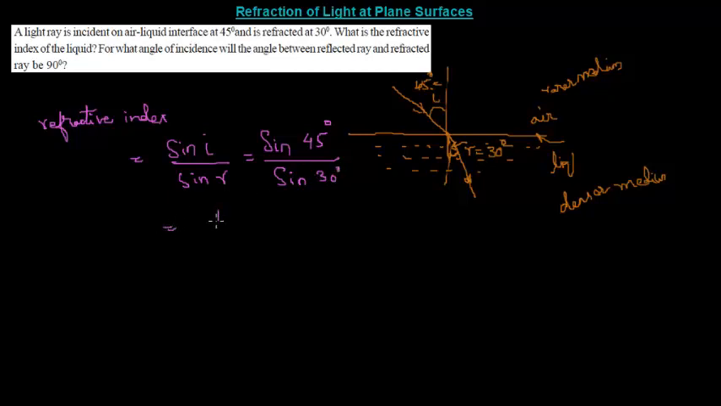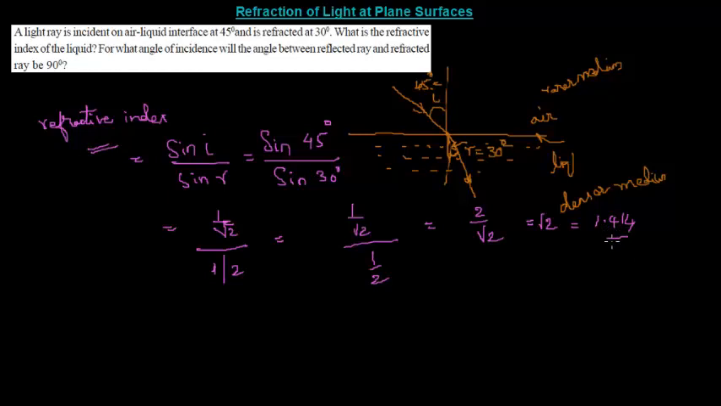Sin 45 is 1 by root 2 and sin 30 is 1 by 2. So I will be getting 1 by root 2 by 1 by 2, which is equal to 2 by root 2, which is equal to root 2. So the value of root 2 is 1.414. So the refractive index of the liquid is 1.414. Now let us see the second part of the question.